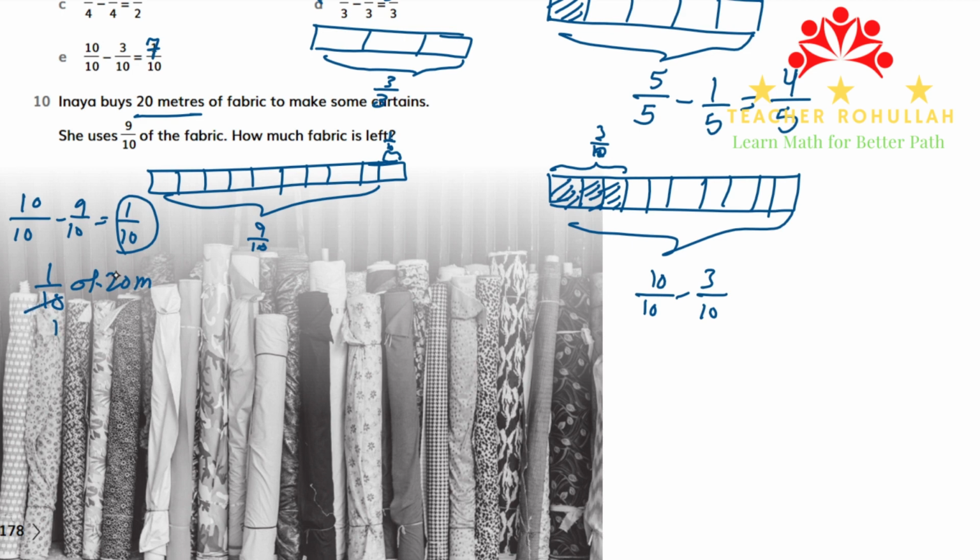1 times 10 is 10, and 2 times 10 is 20. So the answer is 2 meters. We can say that 2 meters of the fabric is left, because the question here is asking how much fabric is left. So the answer is 2 meters. So we are done with question 10 as well. And with question 10, we are done with the whole exercise, which is exercise 12.3 of Cambridge Primary Mathematics Workbook 3.